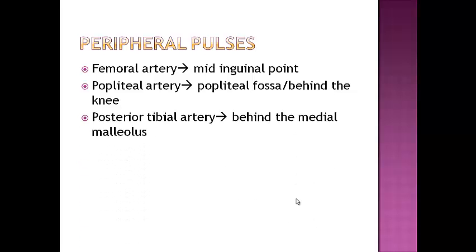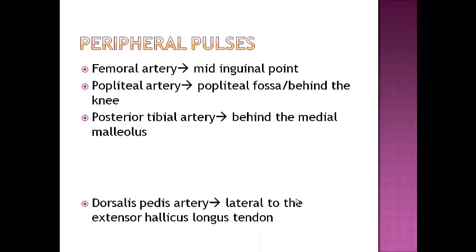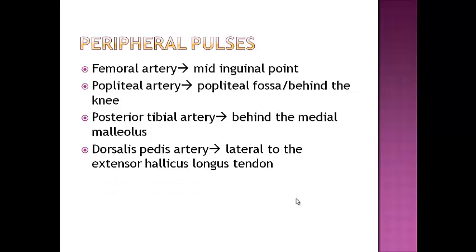You can also palpate for the posterior tibial artery, and we do this by checking the region behind the medial malleolus. And then finally, we can check for the dorsalis pedis artery lateral to the tendon of the extensor hallucis longus. Okay, so just feel the tendon of the big toe and then palpate lateral to it in that little space. You're going to find the dorsalis pedis. Hey, I can feel mine.